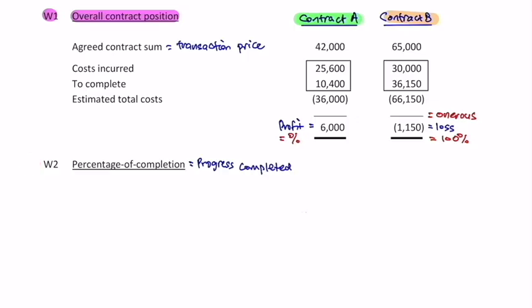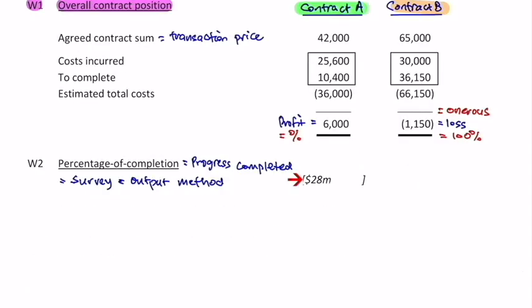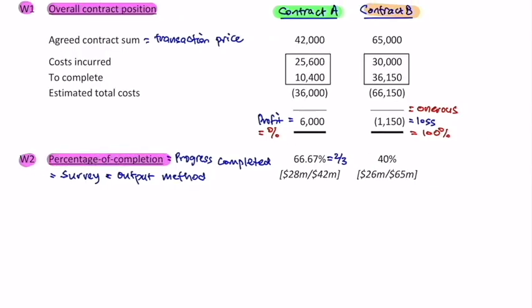The question mentioned that we should be using the survey method. Survey method, in other words, is the output method. The contract sum certified and billed to date is 28 for A, for B is 26. 28 and 26 over the transaction price, 42 and 65, for contract A and contract B. Contract A is 2/3 completed. Contract B is 40% completed.